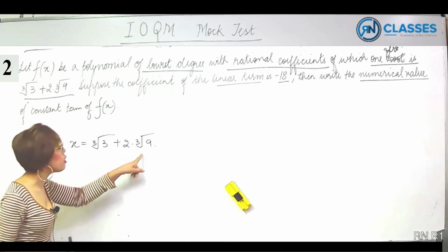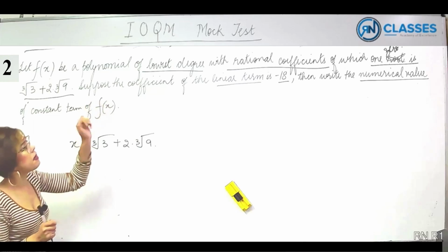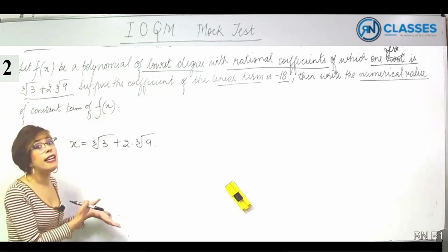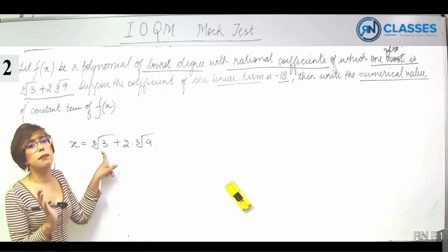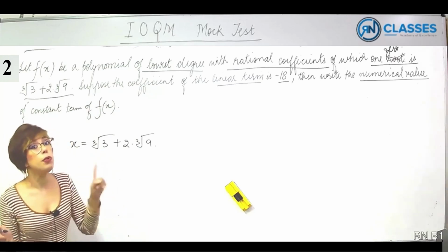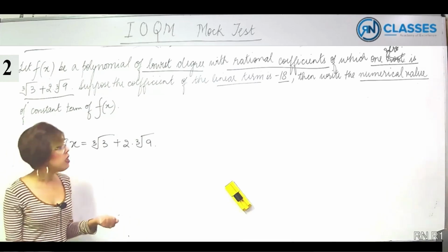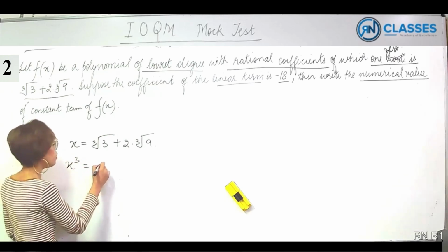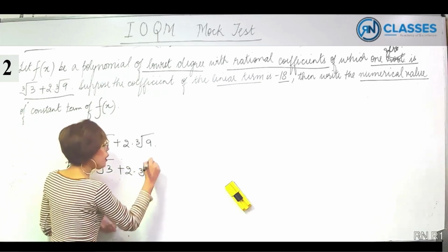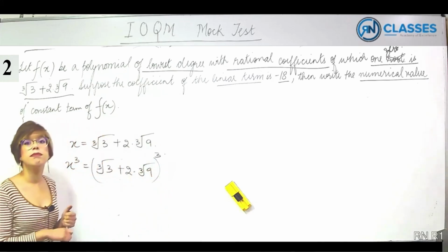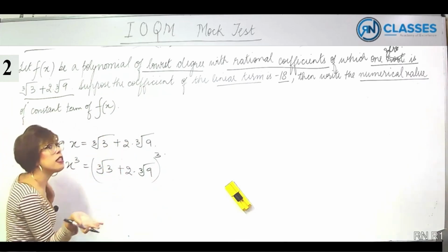That means the radical sign should not be there. I want to remove the radical sign, and I cannot leave it like this. If I square it, the radical sign will not disappear, because I want to get rid of the cube root. To get rid of the cube root, I need to cube it. So I can do that: x cube is equal to cube root of 3 plus 2 into cube root of 9, whole cube. Because clearly if x is equal to this, x also satisfies this equation.